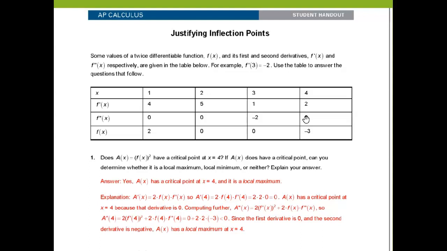So that's why it's giving you kind of these key pieces of information. It's also telling us it's differentiable, which means it's continuous, which means there are derivatives at both the first and second derivative without holes. So if f prime of 3 is negative, then it's decreasing at 3 on the original.